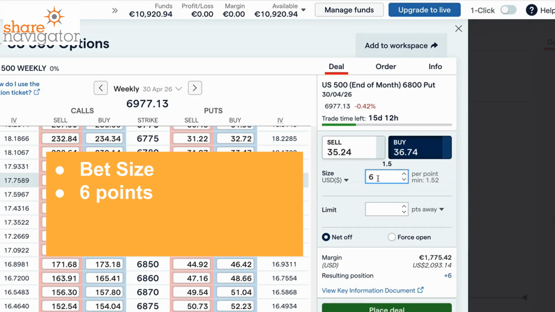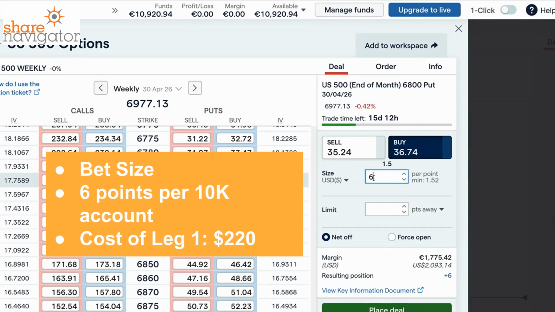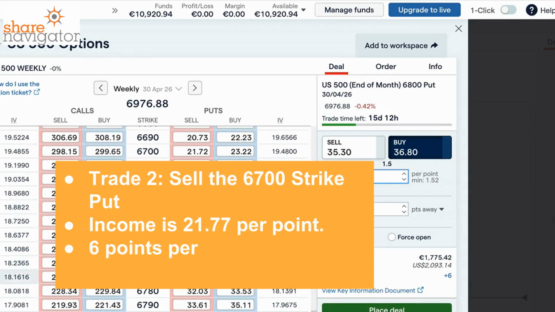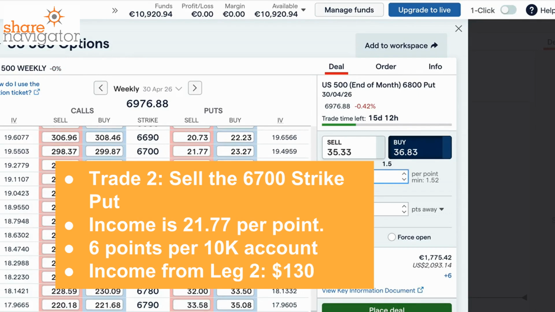So right now, if we were putting on this trade, we're going to spend 6 times 36.74, okay? And that will give us a cost there of just over $200, right? So we will have gone and placed that trade. That'll be done as a separate trade. Then in reality, the next trade will be to take in some income to offset this cost here. We would sell the 6,700 strike and take in 21.77.